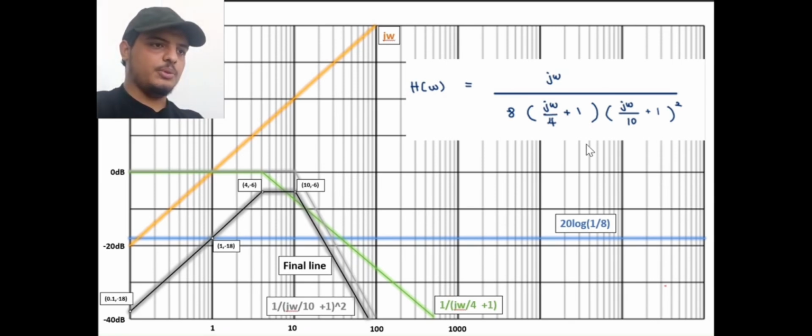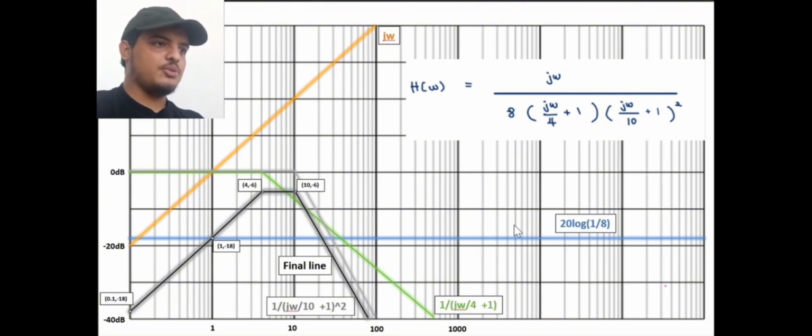For the first line, we will draw the gain. Our gain is 1 over 8. So we will not just draw 1 over 8 in the graph. We have to put 20 log 1 over 8, and it will be negative 18. So this is our first line, coming from negative 18.